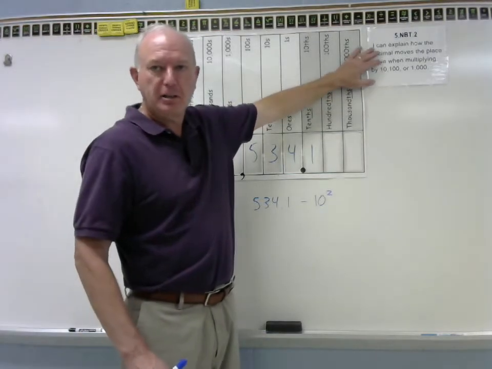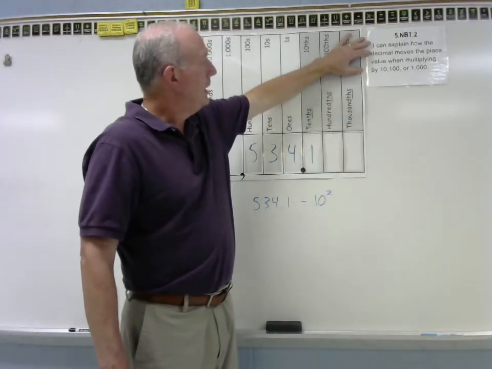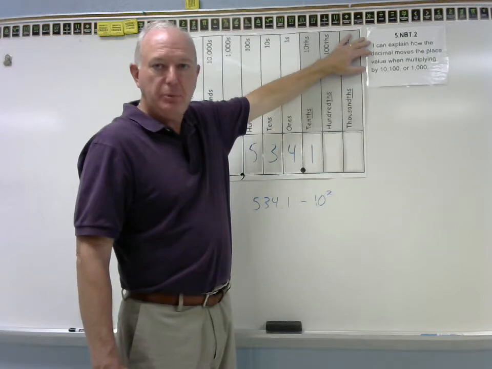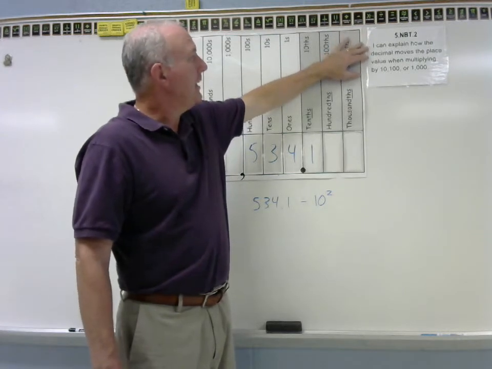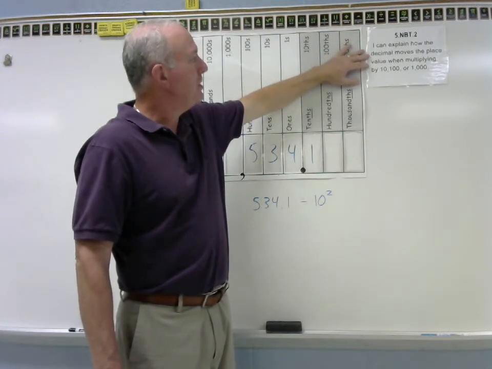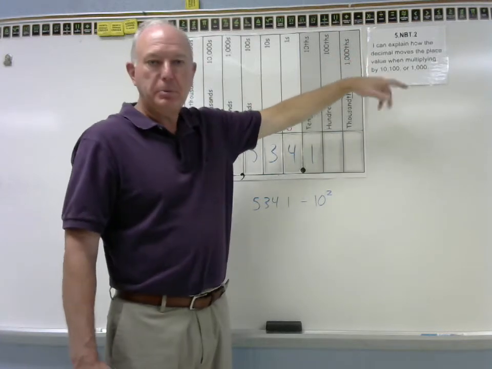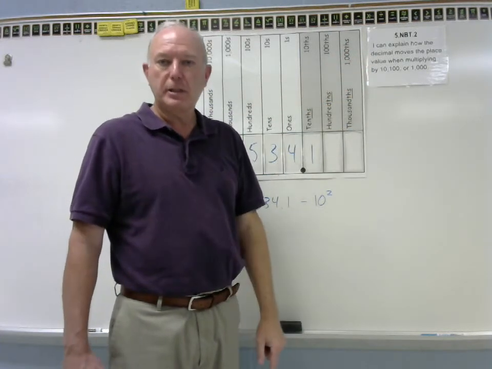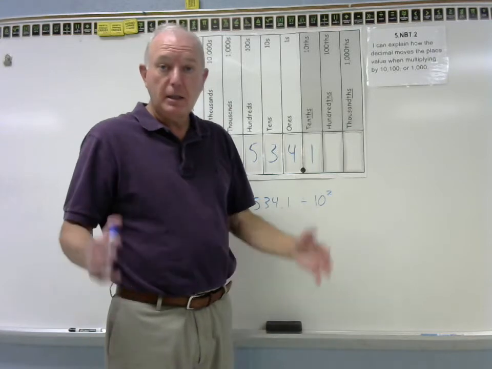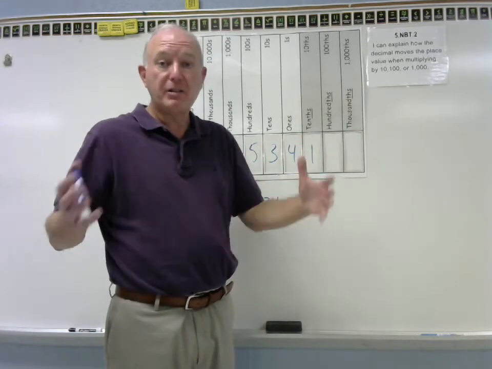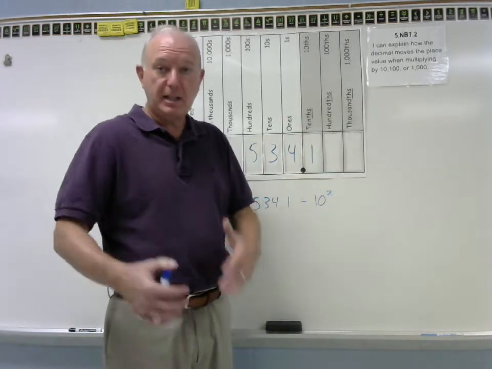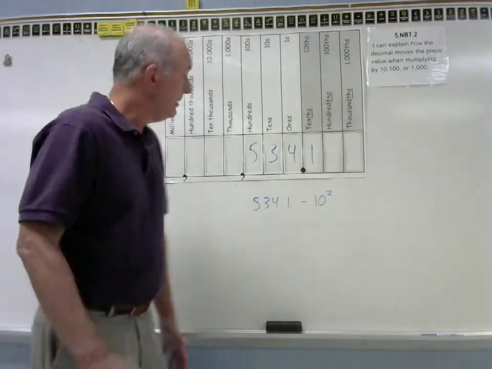Let's look at our learning target one more time. 5.NBT.2 says this: I can explain how the decimal point moves the place value when multiplying by 10, 100, and 1,000. And we said earlier, not just multiplying, we're going to divide. We're fifth graders and we're smart. Let's take it just a step farther. We're going to divide.